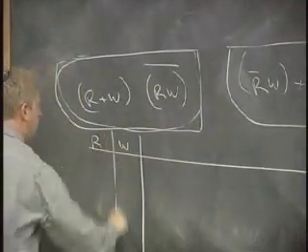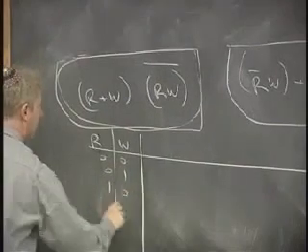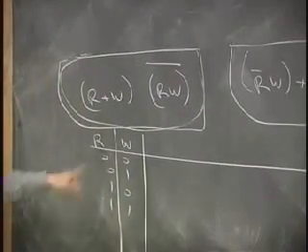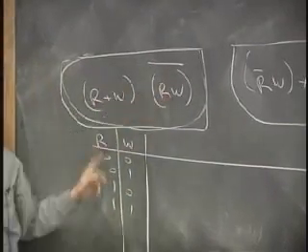R, W: 0, 0; 0, 1; 1, 0; 1, 1. Put in 0, 0 into this formula and calculate the result.